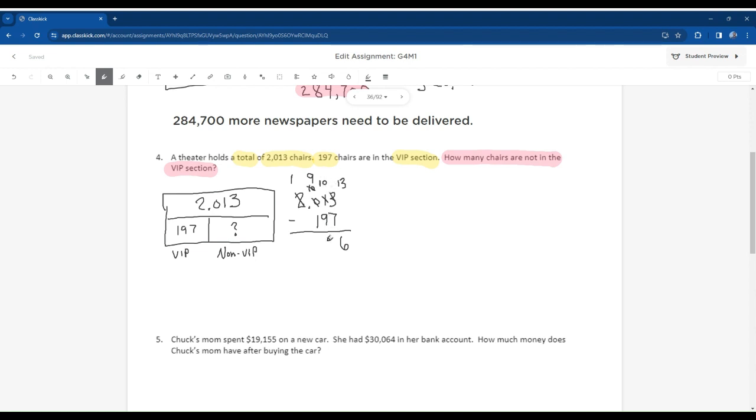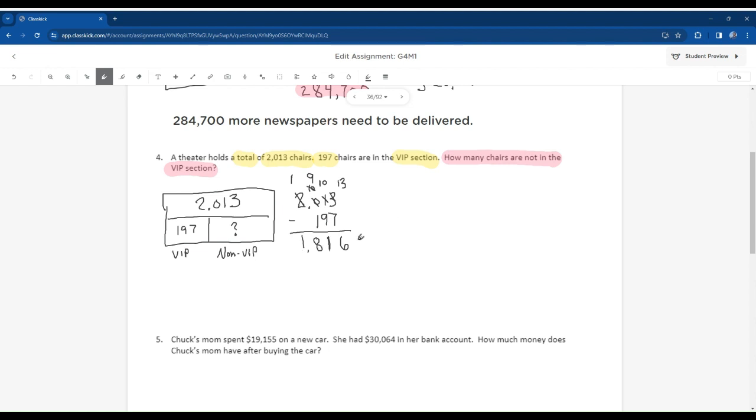10 tens minus 9 tens is 1, 9 minus 1 is 8, and 1 minus nothing is 1. So there should be 1,816 chairs in the non-VIP section.